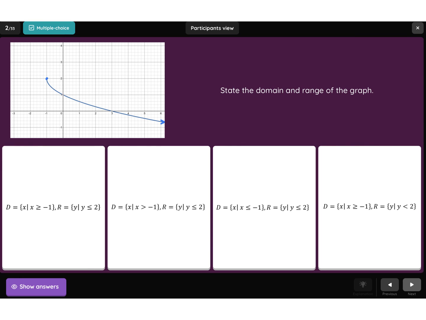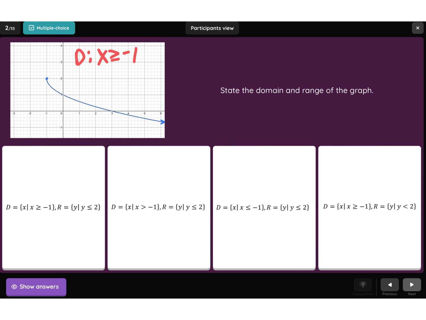And again, the domain are all of your x values, left and right. So does this graph exist at -1? Yes, it does. Does it exist at 0? Yes, it does. At 1? Yes, it does. 2, 3, 4, 5. It exists from this beginning point, which has the x value -1, and to the right, which means that the domain is x is greater than or equal to -1. That's your domain.